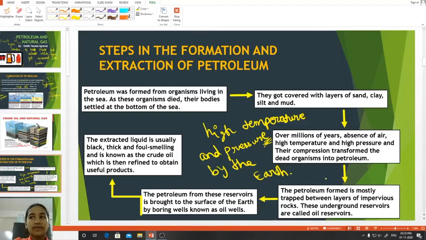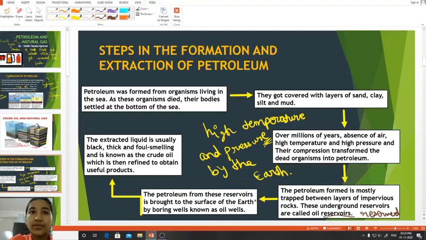So it is trapped between a few rocks. Those are known as impervious rocks. And these underground reservoirs are called oil reservoirs. So where oil is reserved, we say, those places are known as oil reservoirs, and the petroleum from these reservoirs is brought to the surface of the earth by boring wells known as oil wells.